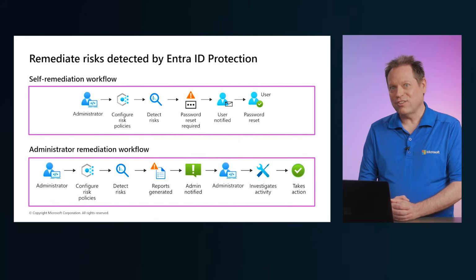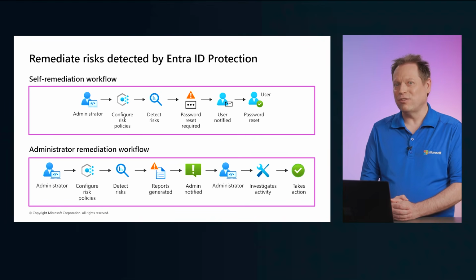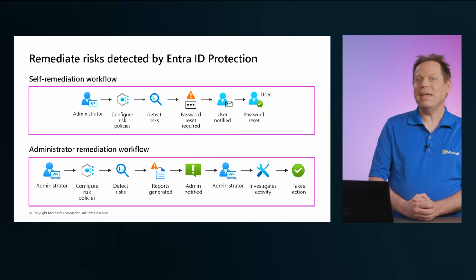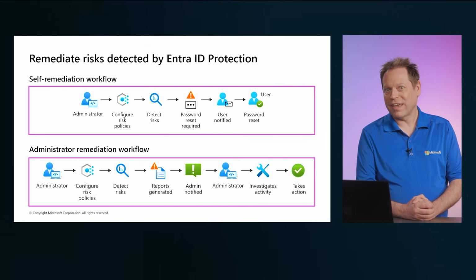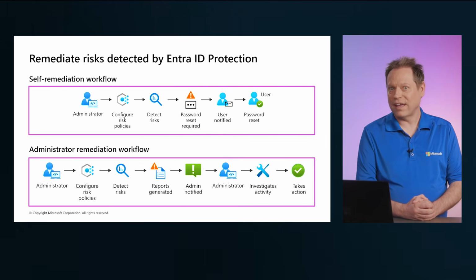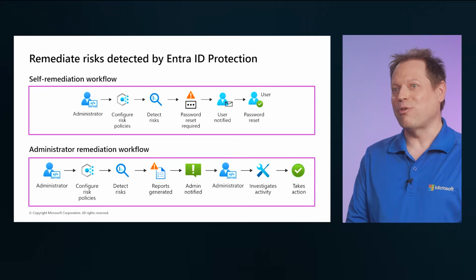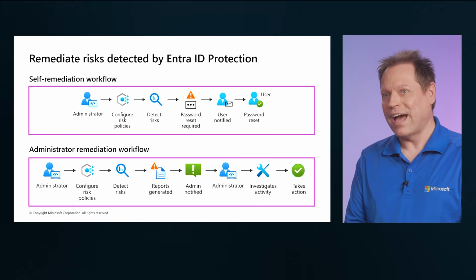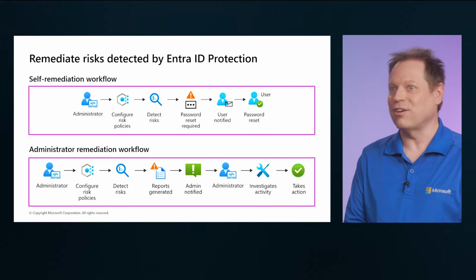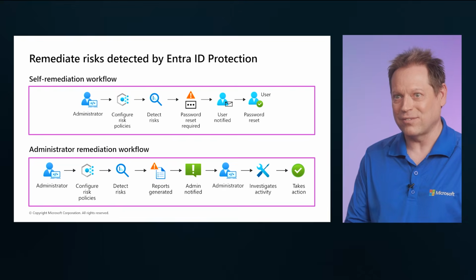Once a risk is detected, remediation can happen in two ways. A user may self-remediate by completing MFA or resetting their password. An administrator may take actions by blocking access, resetting credentials, or investigating related activities. Together, these workflows help organizations rapidly contain identity compromise.